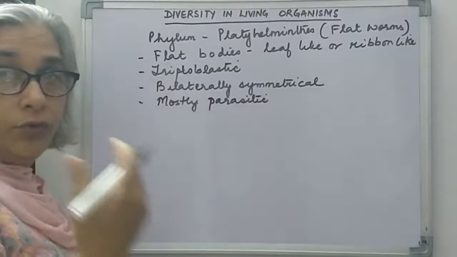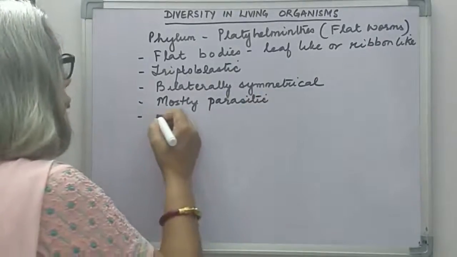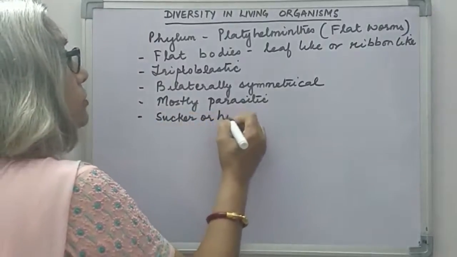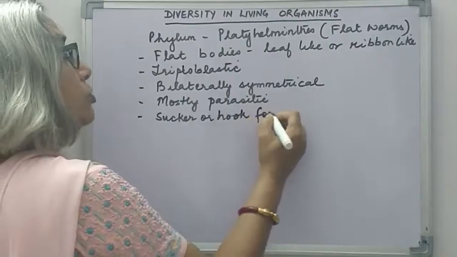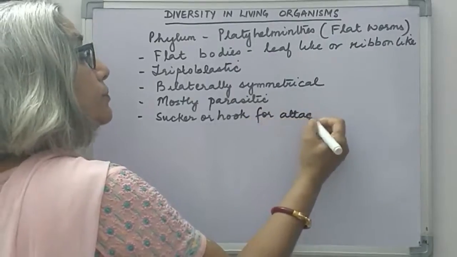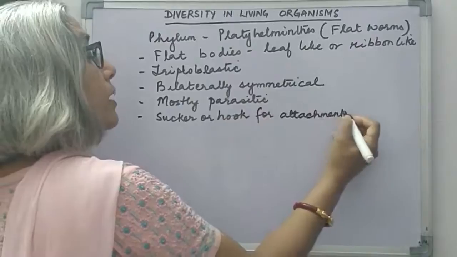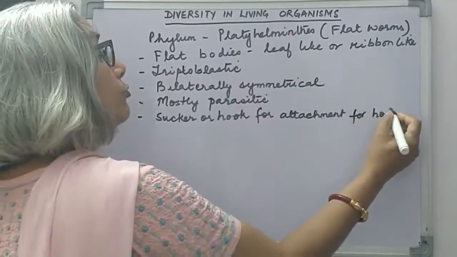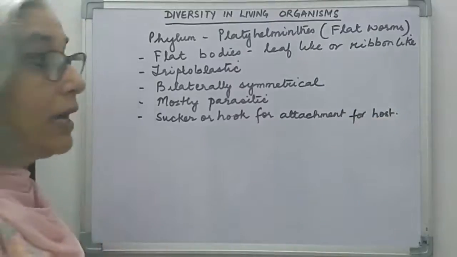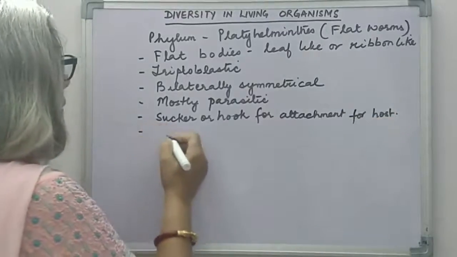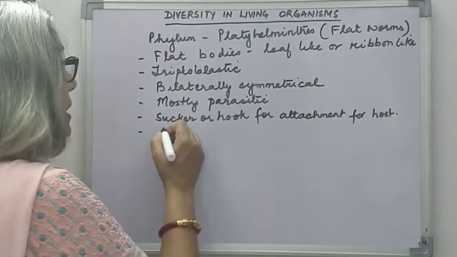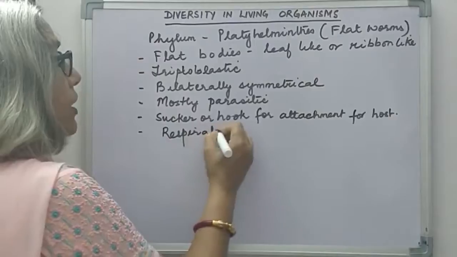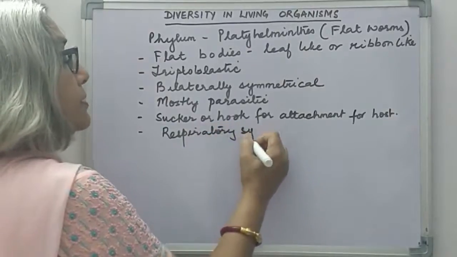That is, they draw nutrition from a living host. For that, they have suckers or hooks for attachment to the host. And that's how they suck their food from a living host and are called parasitic in nature. They are simple in the sense that respiratory system and circulatory system are absent.